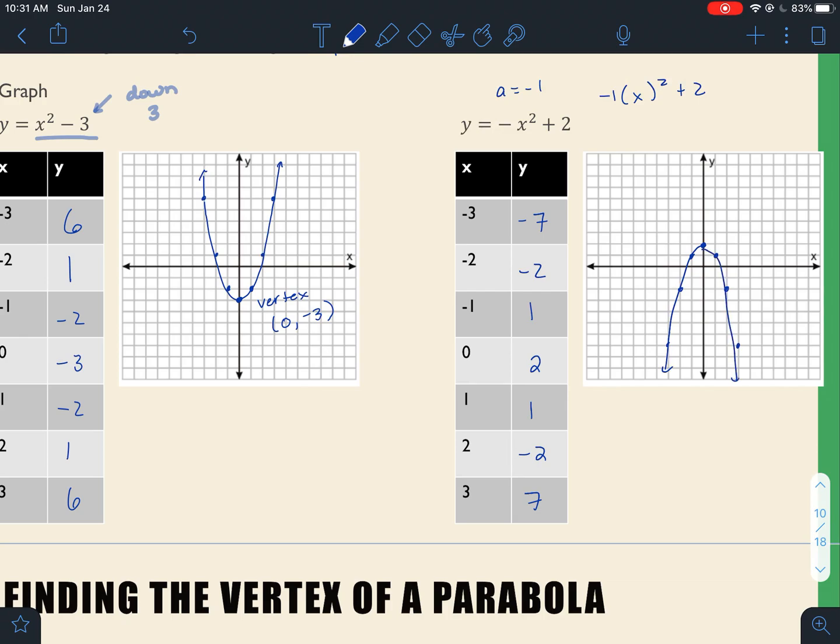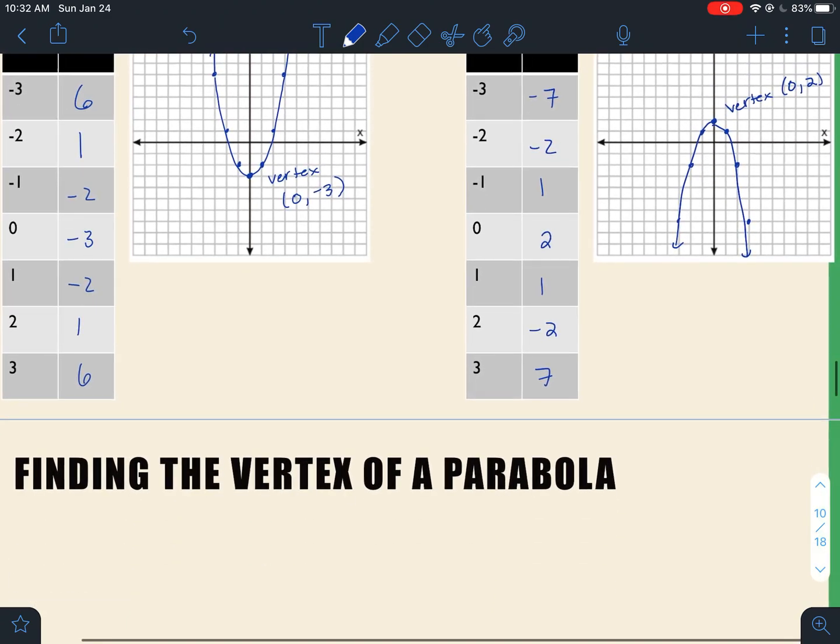And notice it is a sad parabola, and its vertex is up top, so its vertex is at the point 0, 2. So that plus 2 moved the parabola up 2, and then the negative x squared made it open down.